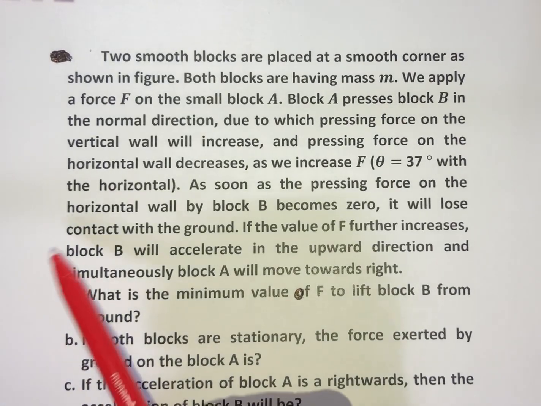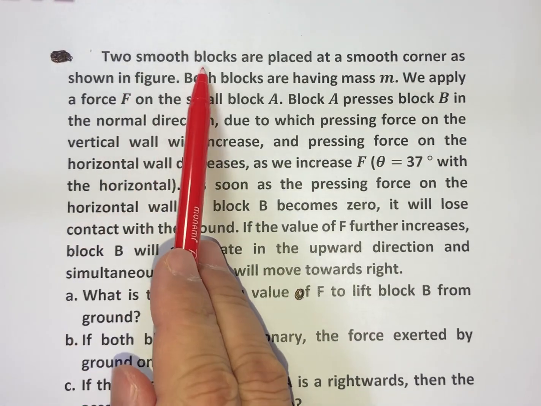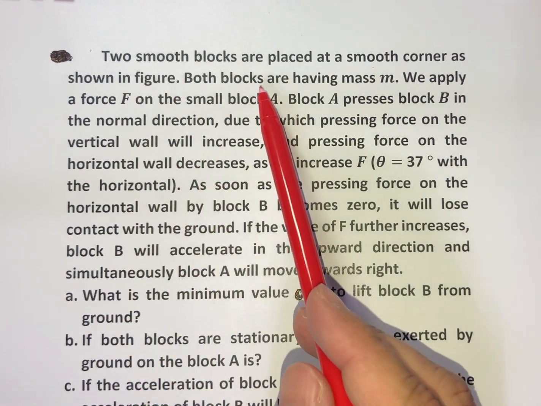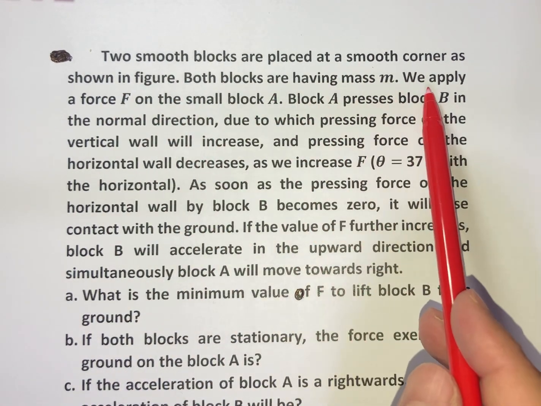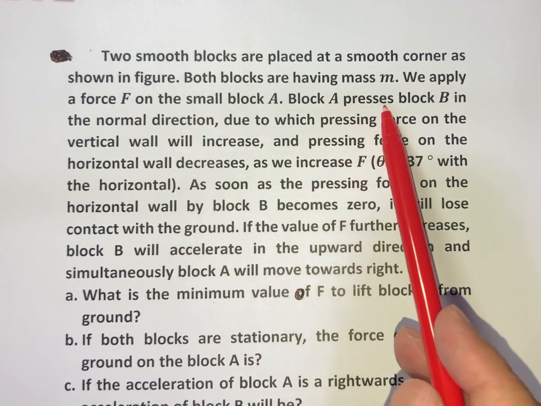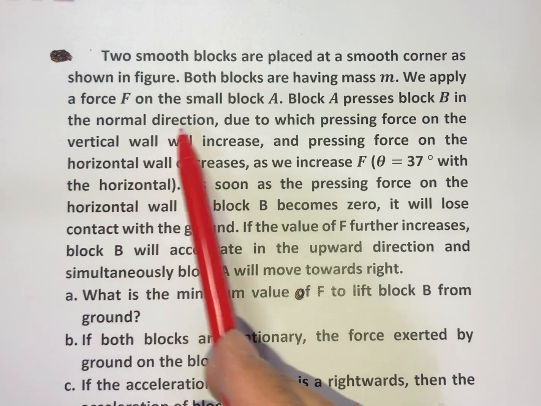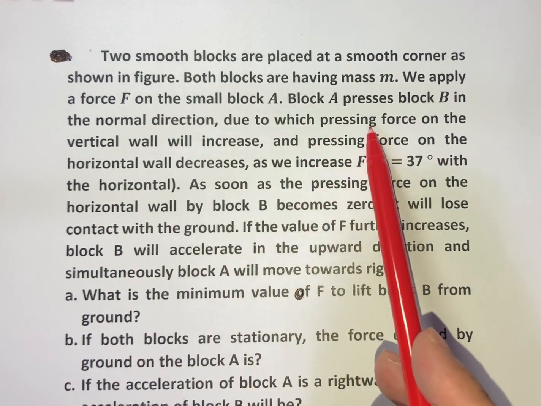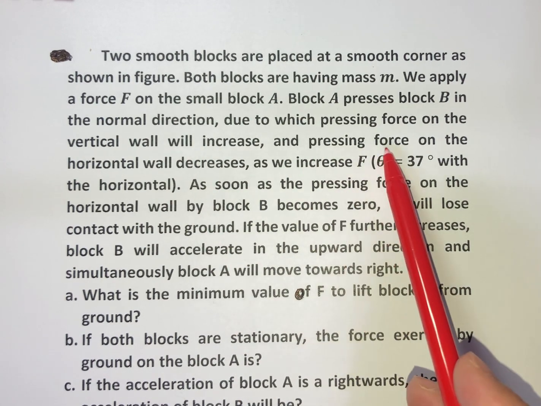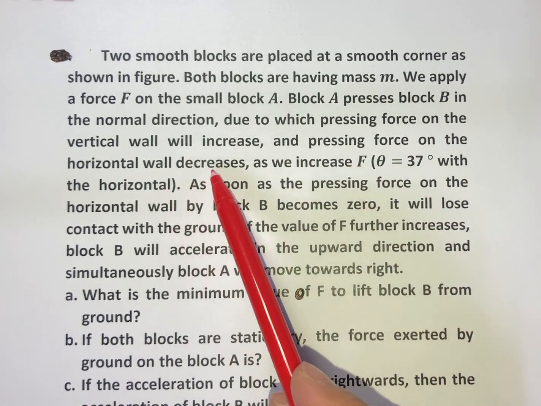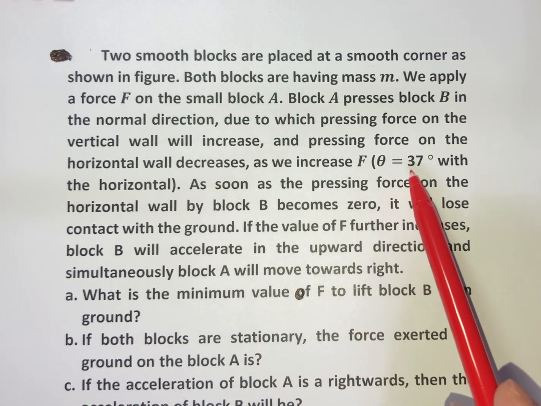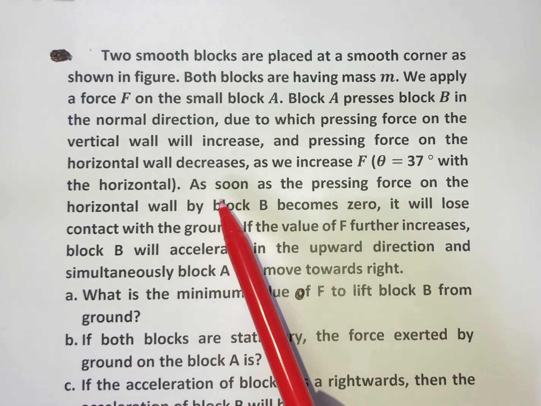Hello friends, in today's question, two smooth blocks are placed on a smooth corner as shown in the figure. Both blocks have mass m, and we apply a force F on the small block A. Block A presses block B in the normal direction, due to which the pressing force on the vertical wall will increase, and the pressing force on the horizontal wall decreases as we increase F. And theta is given as 37 degrees with the horizontal.